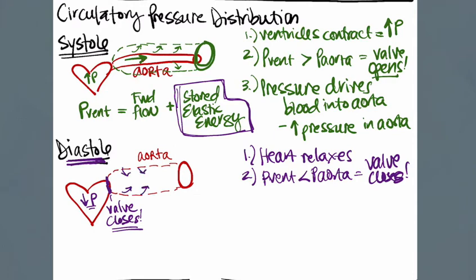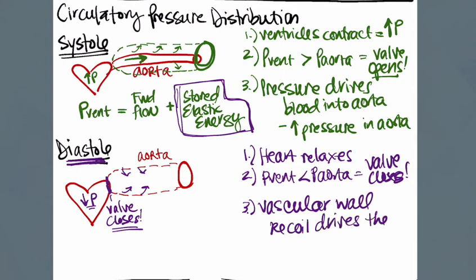So the walls of the blood vessels act like a little pump. They're the peripheral pump that's driving the blood forward. So vascular wall recoil drives the blood forward. So you could even draw this tube getting smaller as the walls recoil. That helps to maintain the pressures during diastole.